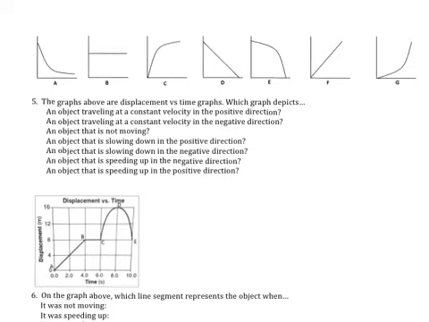Alright, here we go. Which of the graphs above depicts an object traveling with a constant velocity in a positive direction? Constant velocity in a positive direction, that would be F. How about an object traveling at a constant velocity in a negative direction? There it is. That would be object D.